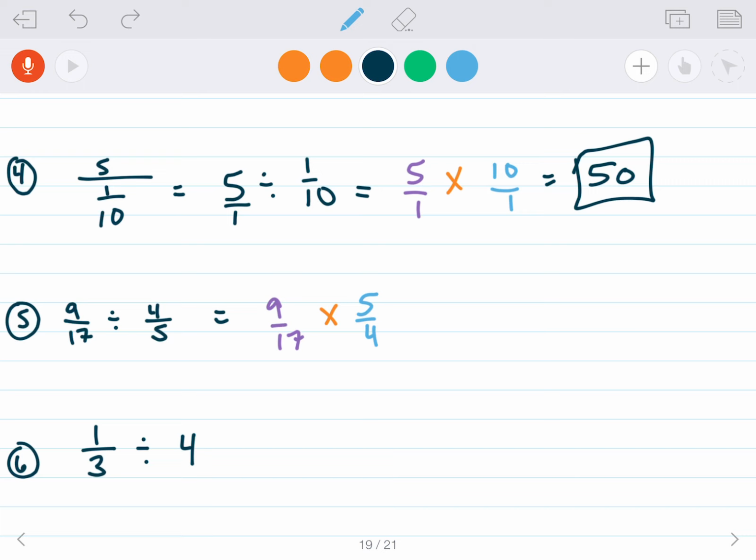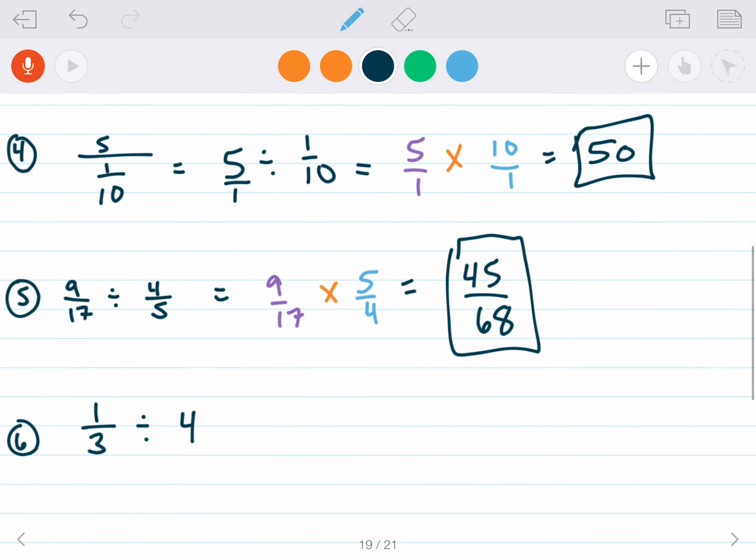And then 5 and 17 don't have anything either. So we just have to go straight across without cross-reducing. So 9 times 5 is 45 on top. 17 times 4 is 68. And that's our answer.